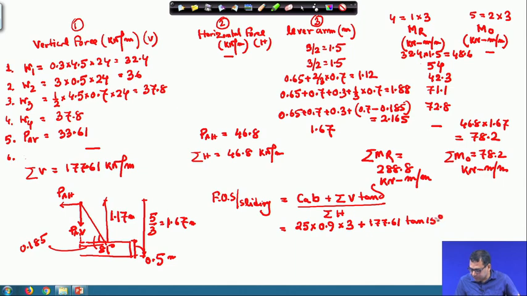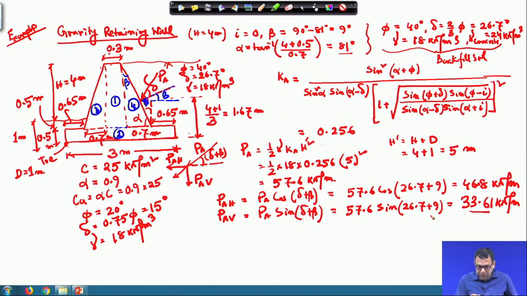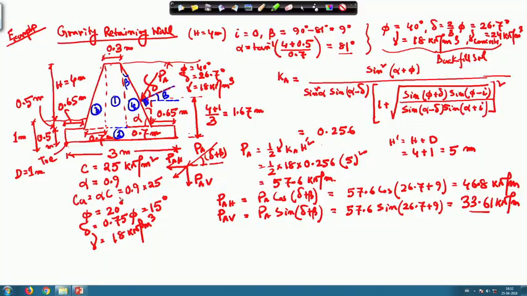delta is 15 degree. Remember that when you calculate the earth pressure, that delta will be the delta of the backfill, and when you use it in this sliding check, then that delta will be the delta of the base soil. Here we are using two different properties. Backfill soil is one property and the base soil is another, because base soil is basically the existing soil and backfill soil is the filling soil.